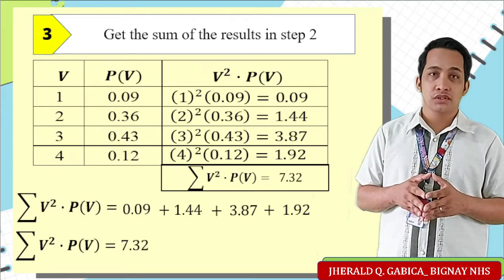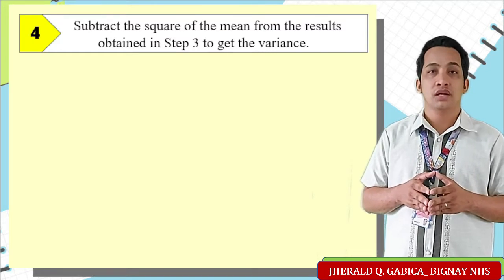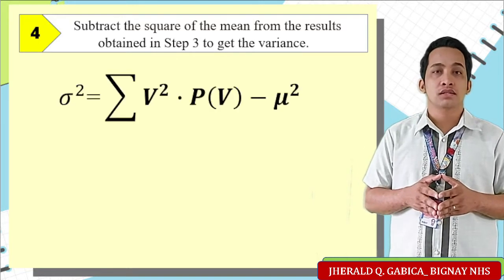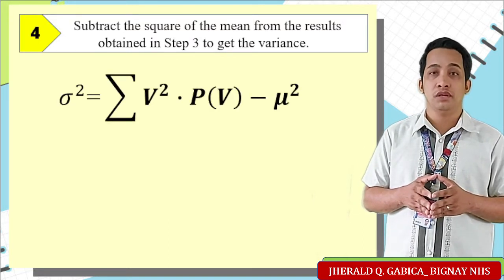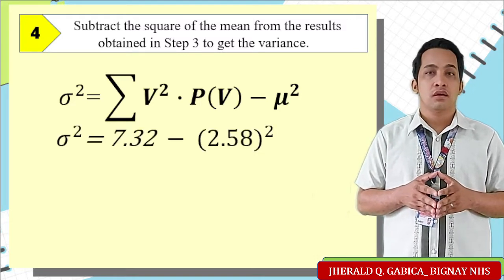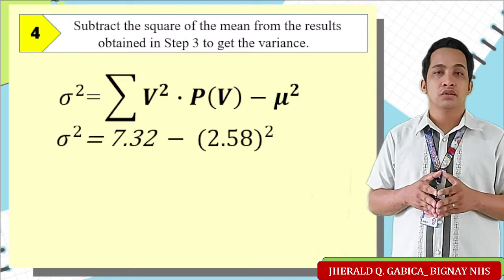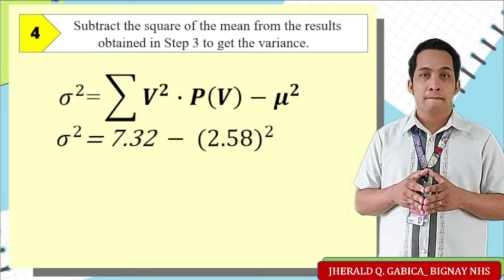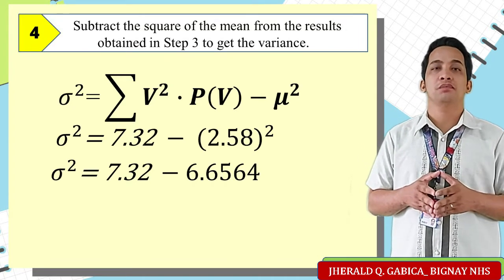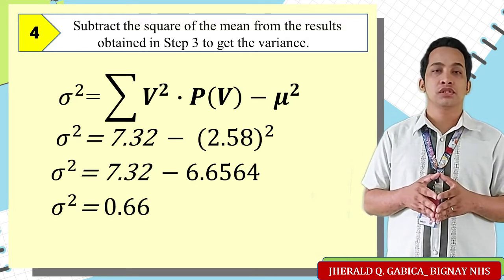For the last step, we will just subtract the square of the mean from the results obtained in step 3 to get the variance. Our formula is variance is equal to summation of V squared times P of V minus mean squared. So from step 3, the summation of V squared times P of V is equal to 7.32 minus our mean in step 1, so 2.58 squared, and that is 6.6564. So 7.32 minus 6.6564 is equal to 0.66, and that is our variance.